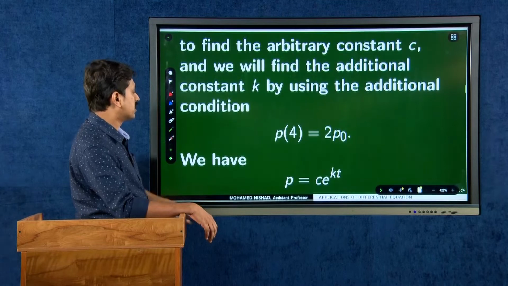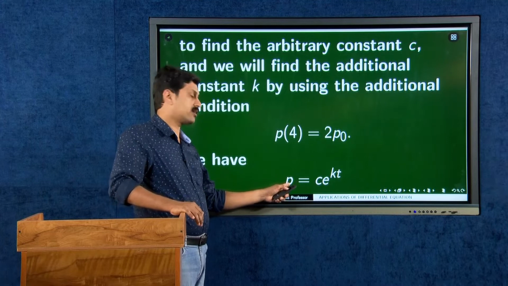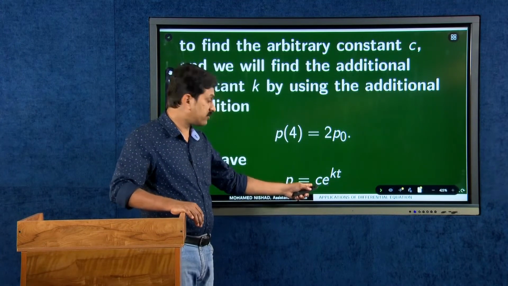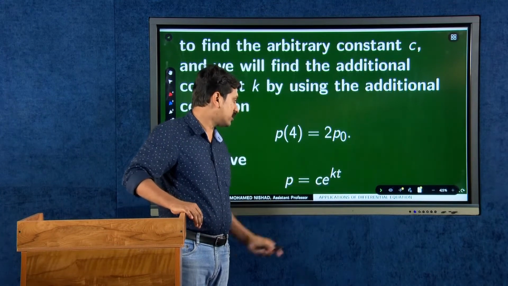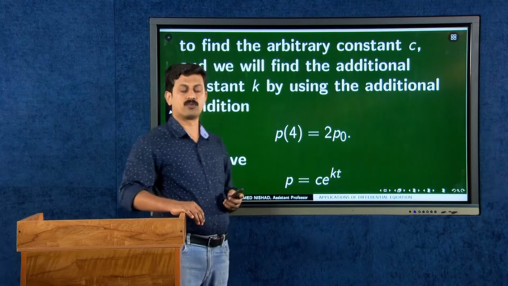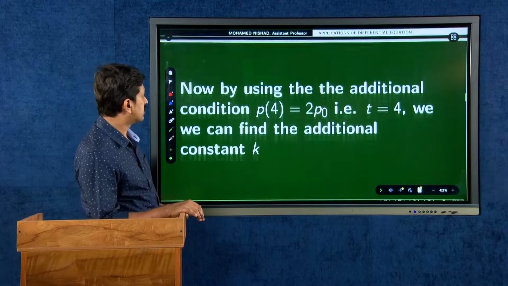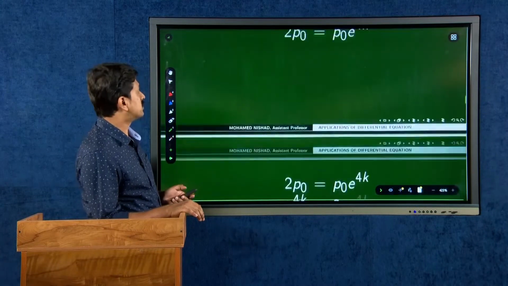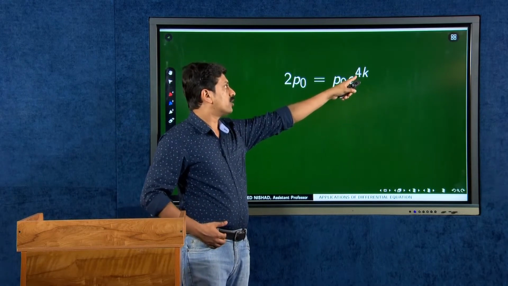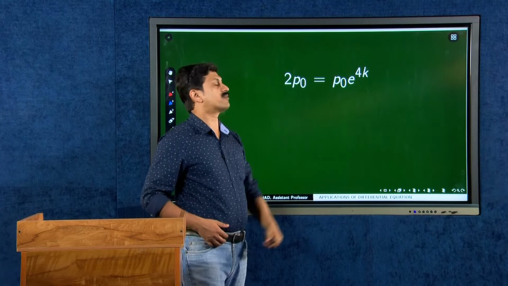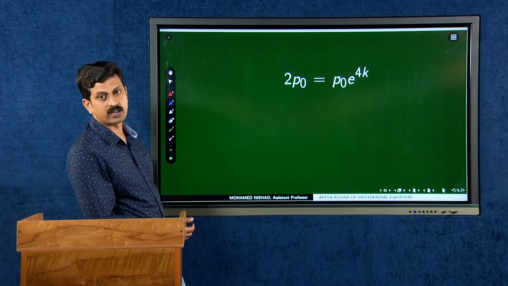See, my dear students, here you can replace P of 4 is equal to 2 P naught. Therefore, instead of C we found P naught, so we have P naught e raised to k into the value of t equal to 4. So finally, 2 P naught is equal to P naught e raised to k t, where t equal to 4. Therefore, 2 P naught is equal to P naught e raised to 4k.